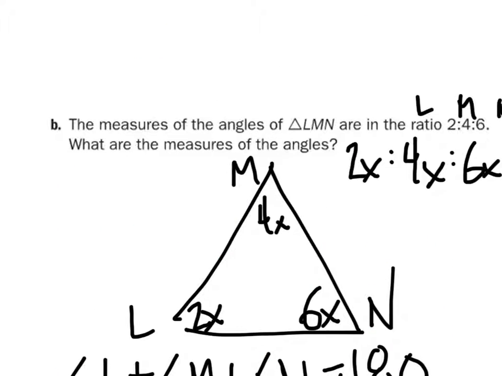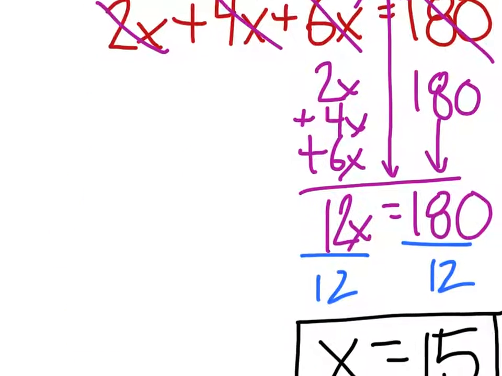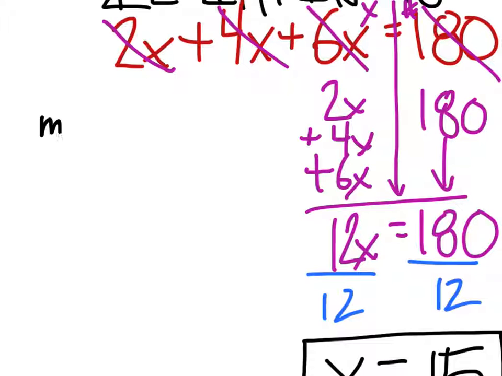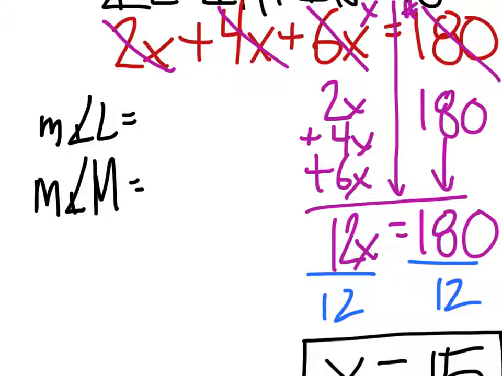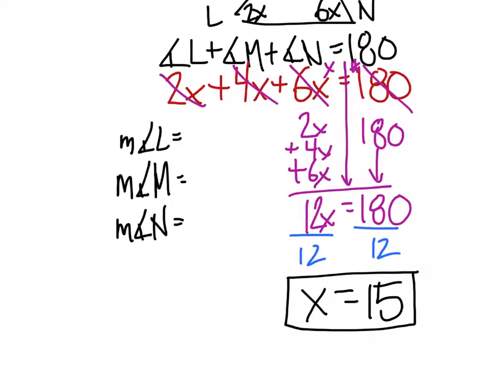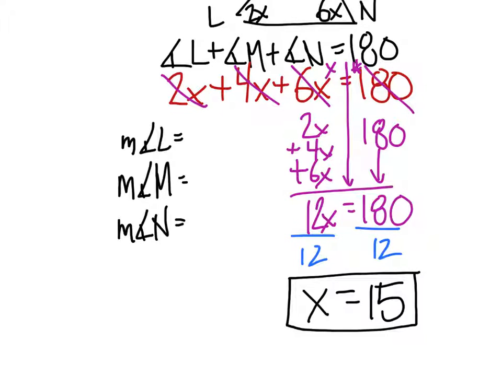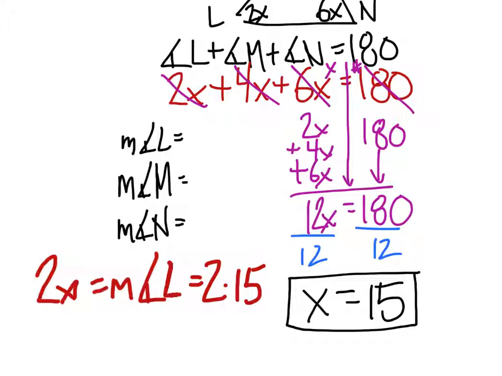Because in the original question, it wanted the measures of the angles. And yes, it's a notational thing, so if you wanted to write the measure of angle L is whatever, the measure of angle M equals, and the measure of angle N equals whatever it is. All right. Now we know that X is 15 from the work that we just did. And so let's figure out what the angle L is, okay? So angle L is 2x, the measure of angle L. Well, x is 15, so it's just 2 times 15, which, as we can see here, is 30 degrees.